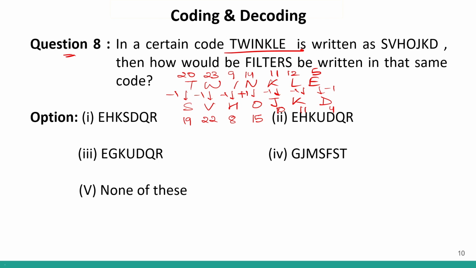So I can see the first, second, third letters is -1. Then the last 3 letters are also -1. Only this one, which is the middle letter, is +1. So the first 3 is -1, last 3 is -1, only the middle one is +1. So let us do the same thing for filters.